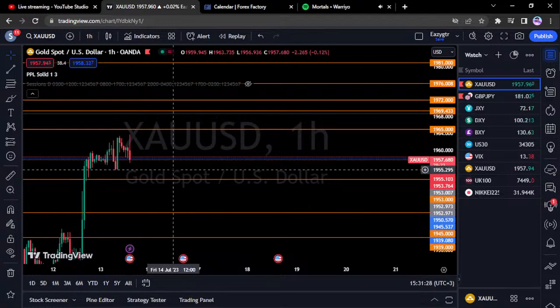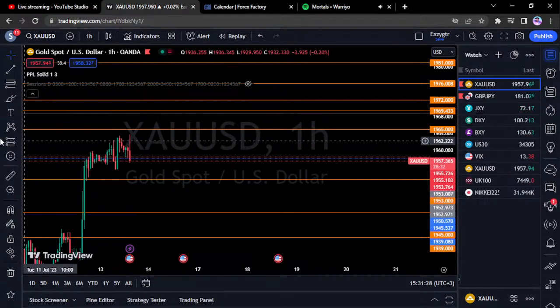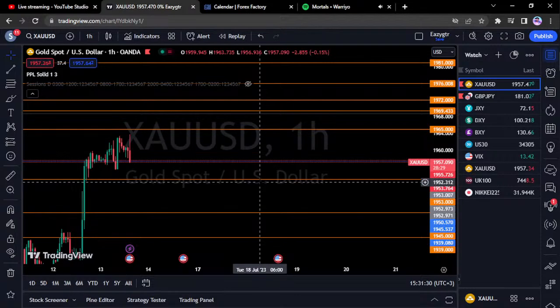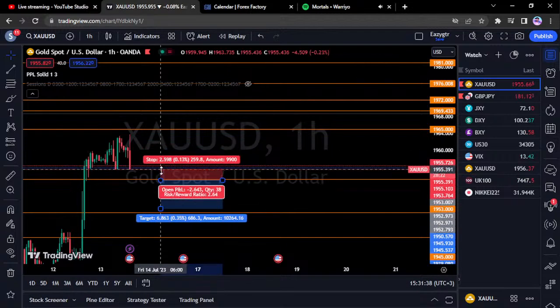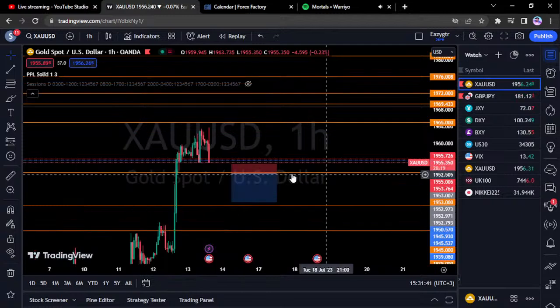decipher this data. So sales below 1953. The sale is happening even as we speak. But we'd like to see closures below 1953 and if price holds below. So until you get those, you're not in any trades.